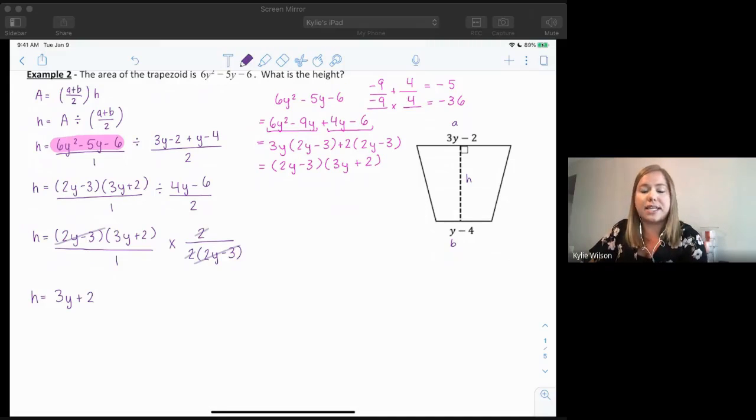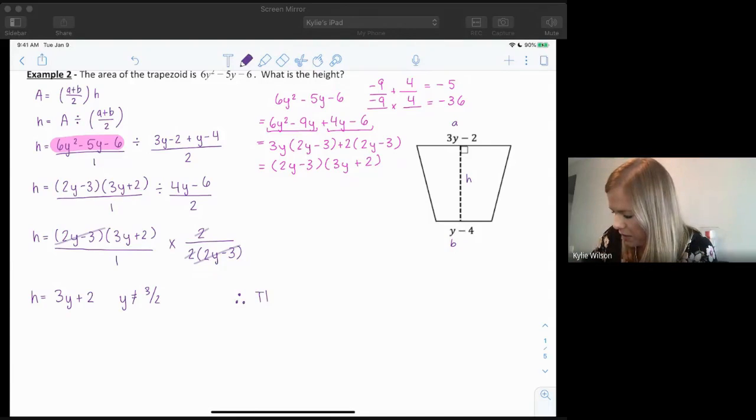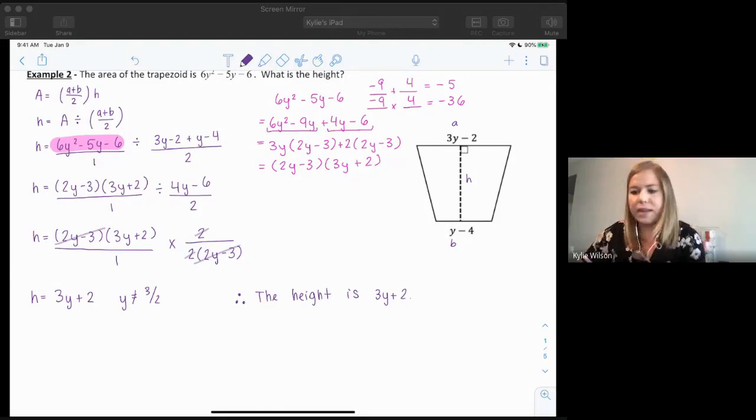And then I need to make sure that I have all of my restrictions. So if I look, the only time that we have a y on the bottom is right over here. So we just need to make sure we write a restriction for that. So that will give us that y cannot equal 3 over 2. And then because this was a word problem and we had words in the question, we need to have a therefore statement. So I would say, therefore, the height is 3y plus 2. And that's it.